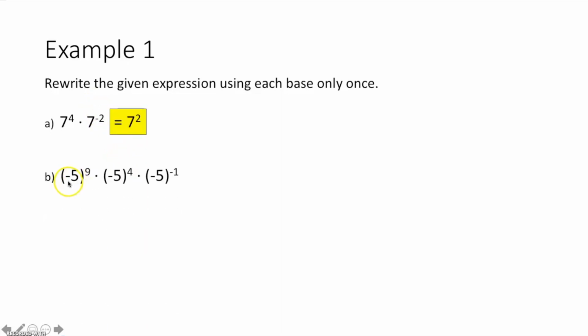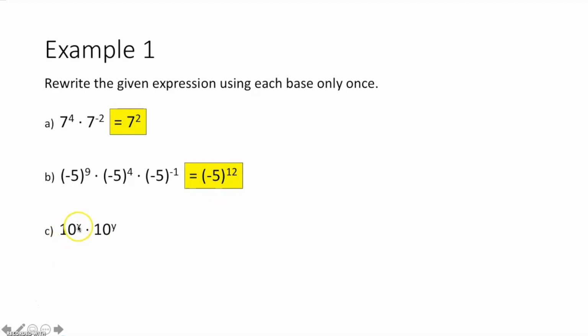For b, we have negative 5 to the 9th power times negative 5 to the 4th power times negative 5 to the negative 1st power. So again, when multiplying like bases, you just add the exponents together. So here, what's 9 plus 4? That's 13. And then what's 13 plus negative 1? Well, it's 13 minus 1, which is 12. So your answer is negative 5 to the 12th power.